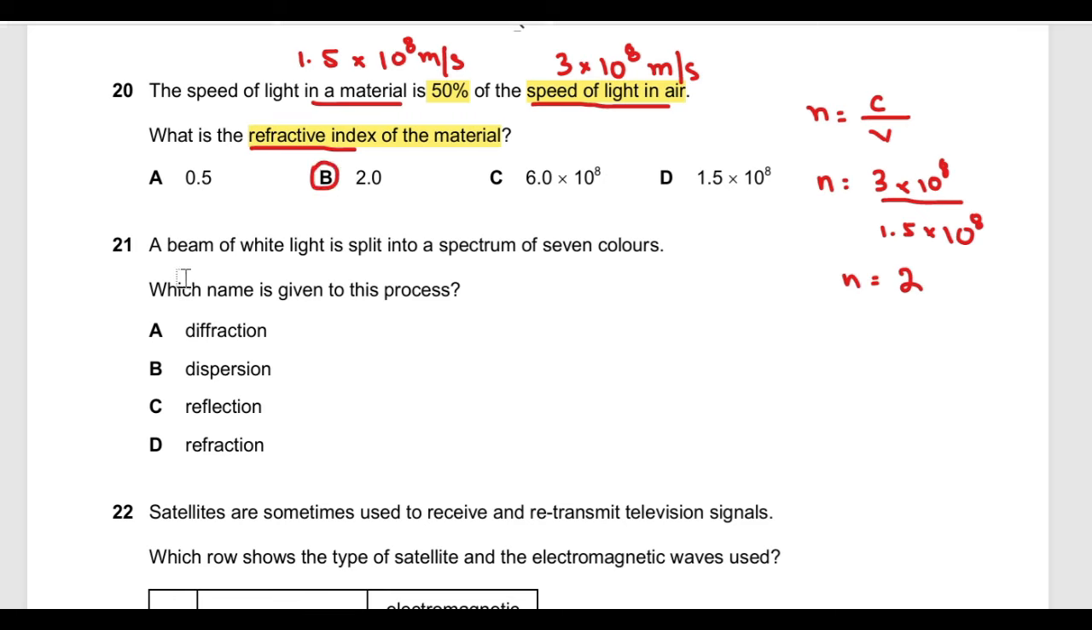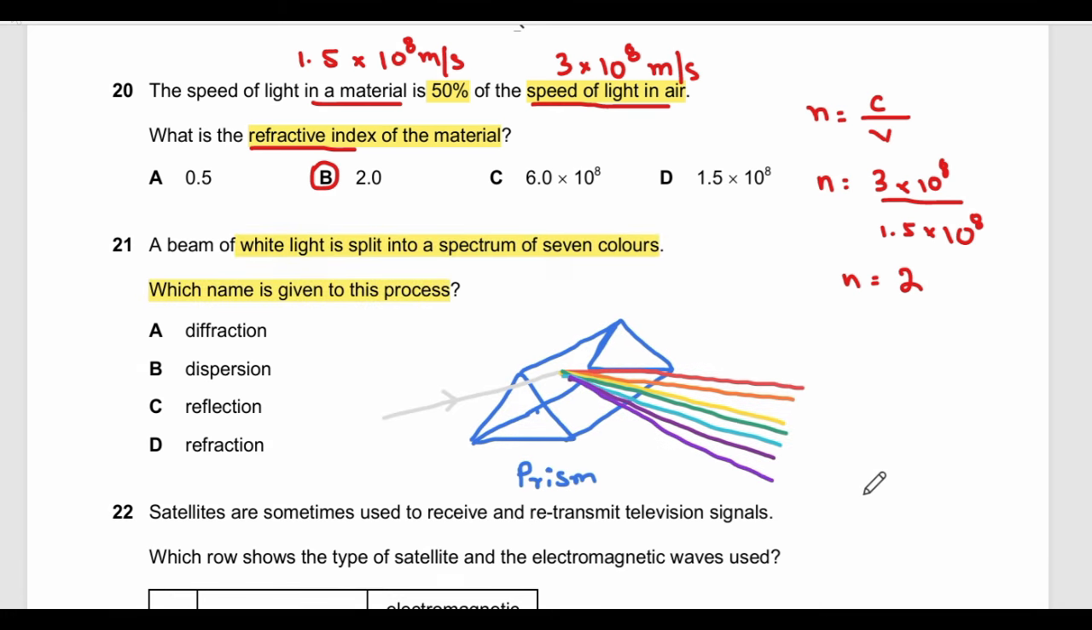Question number 21 says a beam of white light is split into a spectrum of 7 colors. Which name is given to this process? A white light when it falls on a prism is split into 7 colors, and this process of splitting is known as dispersion. That means option B.